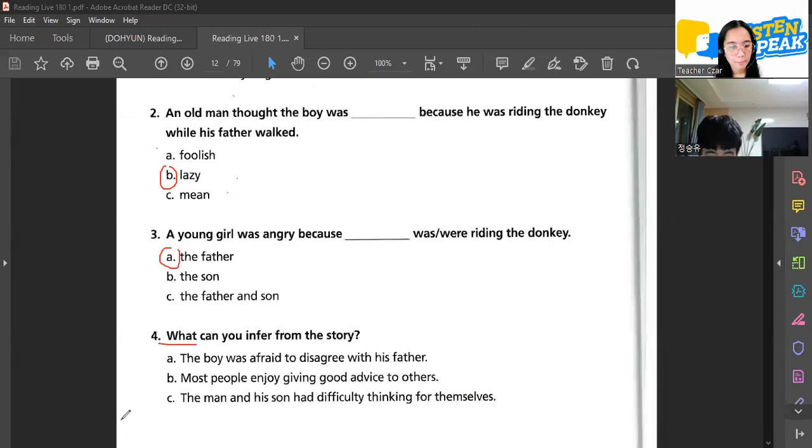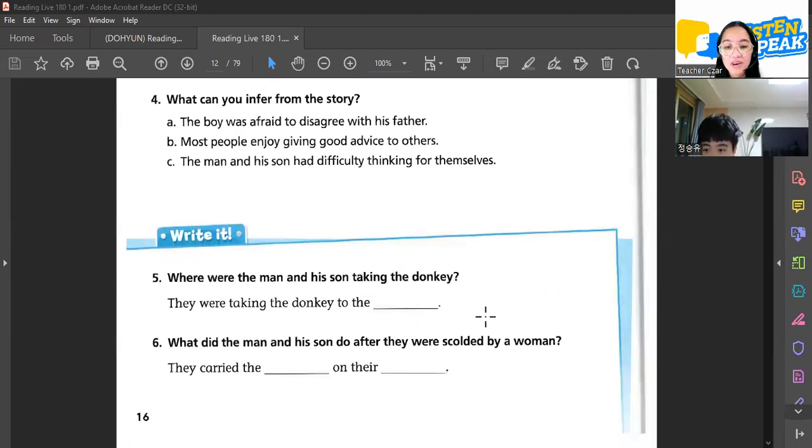The man and his son had difficulty thinking for themselves. Okay, very good. Because they are having difficulty thinking about the things that they need to do, because they are always scolded by other people. They always have comments about the things that they've done with the donkey and with themselves. Very good. Now let's have five and six.